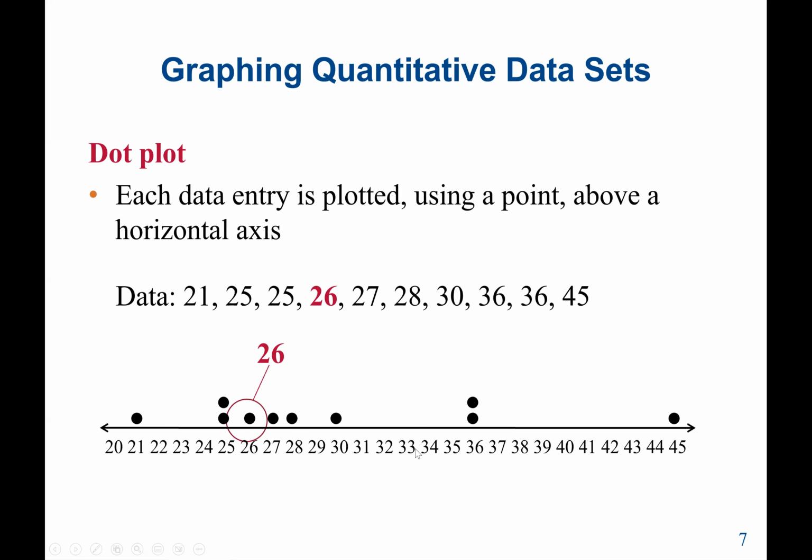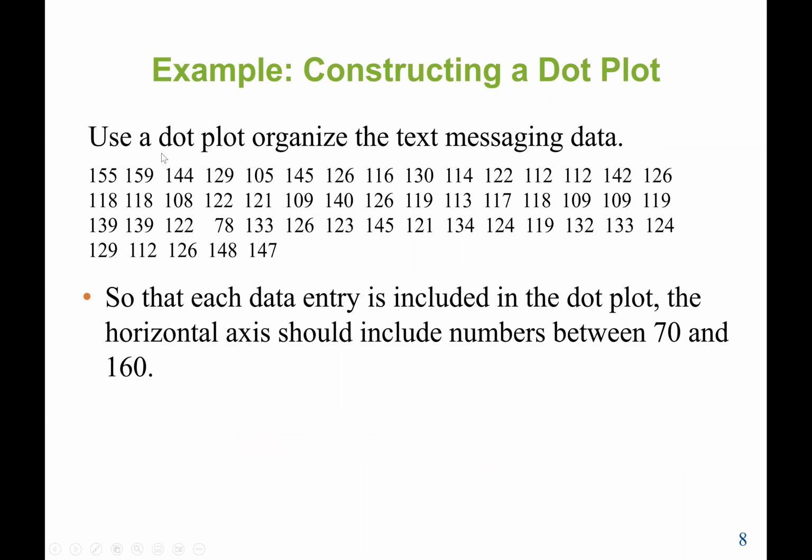So a dot plot can show us the pattern of the data, which is almost similar to a stem and leaf plot or histogram, to see the pattern of most values. Here we can see that the most frequent values only occur 2 times, which are 25 and 36. The rest are 1 value each. So we have an example here. They say we should use a dot plot to organize our text messaging data.